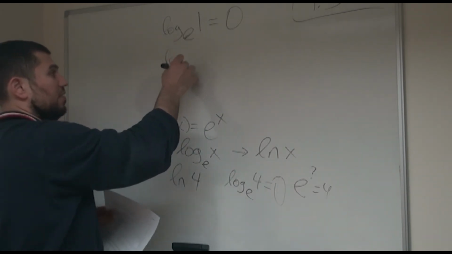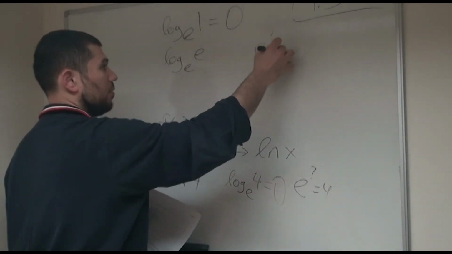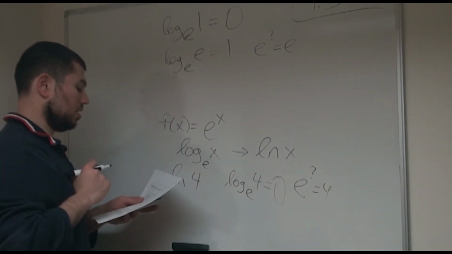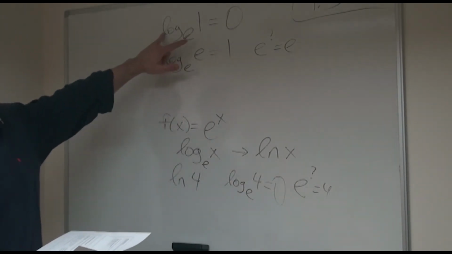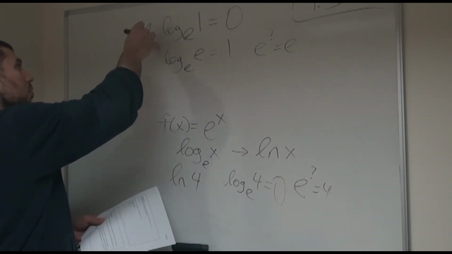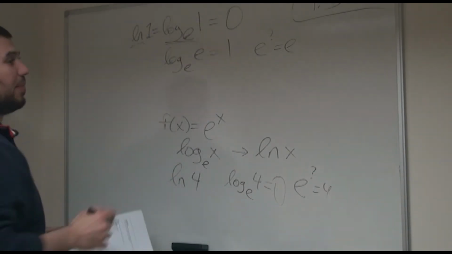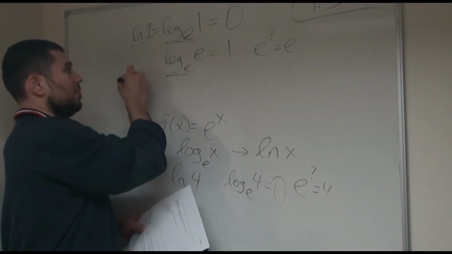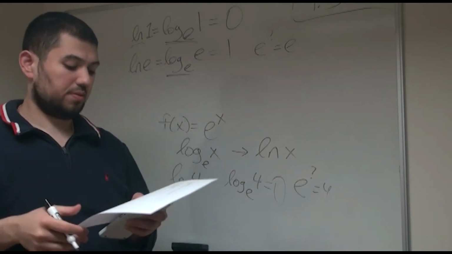Log to the base e of e. Well, this is saying e to what power would give me an e? So the answer is 1. Again, in your textbooks, instead of log to the base e, they might say ln. They're equivalent. Instead of saying log to the base e of e, it might say the ln of e. So the ln of e is 1.